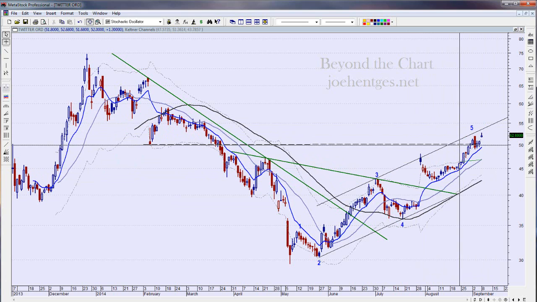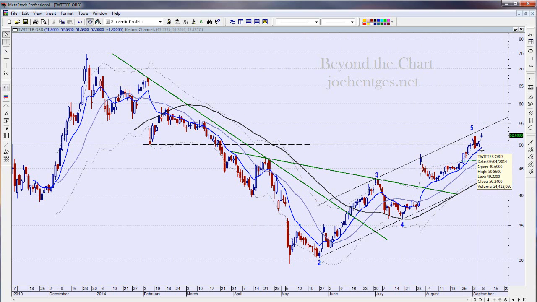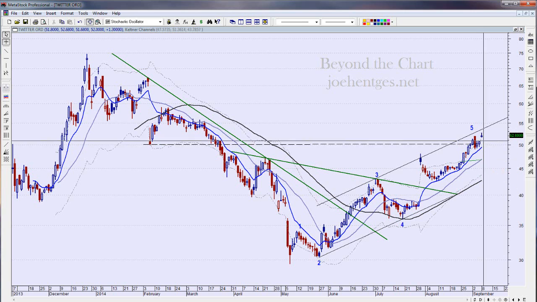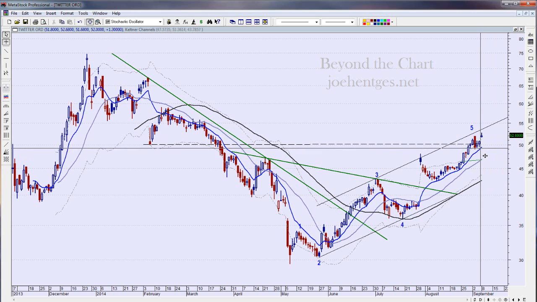I had put this dotted line up here for resistance that I was expecting to come in at this point. We seem to be getting a little bit of that. What's Twitter doing this morning? It's down 30 cents at 51.70. So we're right in this price range in here. So we'll have to continue to watch it. We're not seeing a close below the blue line, the 10-day.